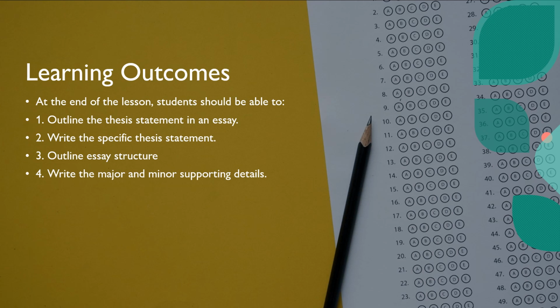Before we begin, here are the learning outcomes. At the end of the lesson, students should be able to outline the thesis statement in an essay. Second, students should be able to write the specific thesis statement. The third one is students should be able to outline an essay structure. And lastly, students should be able to write the major and minor supporting details.